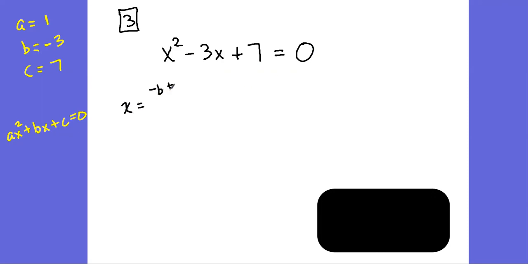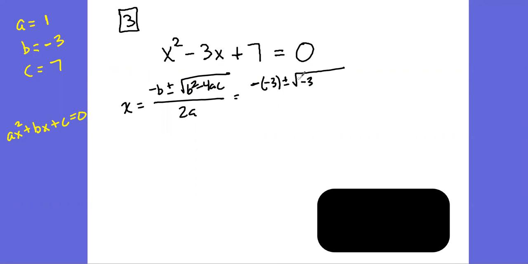Our quadratic formula is that x equals -b plus or minus the square root of b squared minus 4ac, all over 2a. Making our substitutions, we have the opposite of b, so the opposite of -3, plus or minus the square root of b squared, so -3 squared. When you write this part, make sure you include this grouping here. You want the quantity of -3 squared, which is -3 times -3. If you don't put this grouping in here, you're actually doing 3 squared times -1.